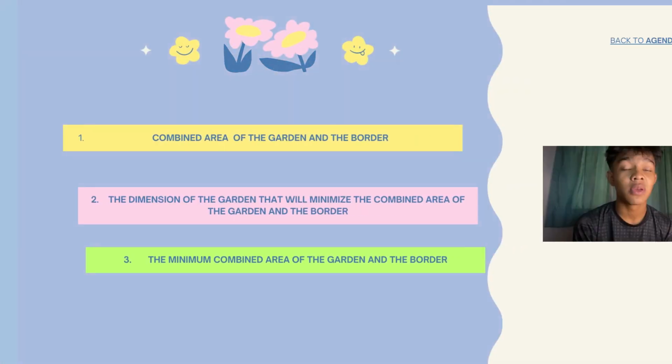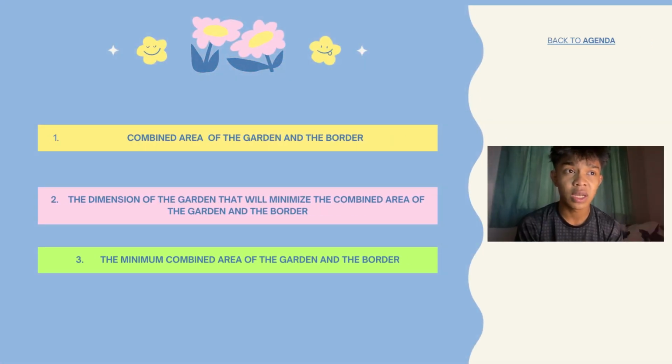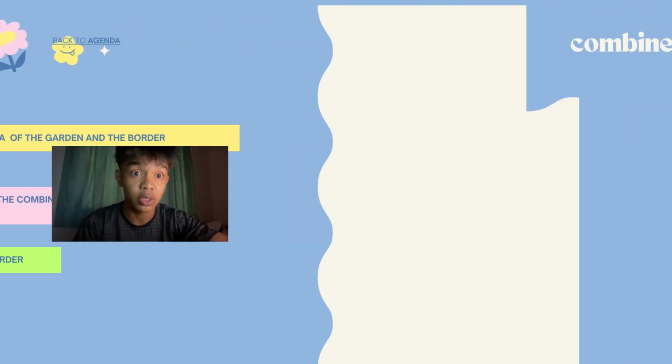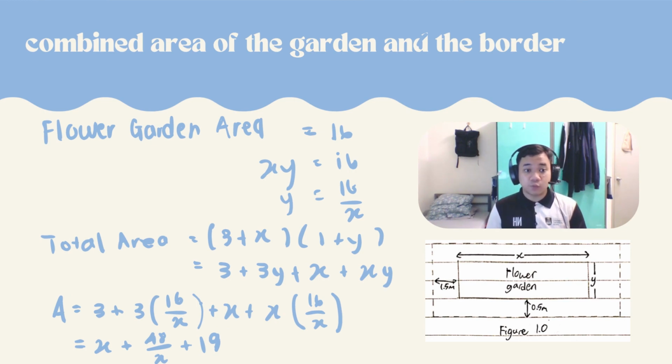The statements ask us to find first the combined area of the garden and the border, then the dimensions of the garden that will minimize the combined area of the garden and the border, and lastly the minimum combined area of the garden and the border. From the information given, we already have the flower garden area that is 16. To find the rectangle area, we multiply the length and the width, that is x times y equals 16. Then we can get y equals 16 over x.